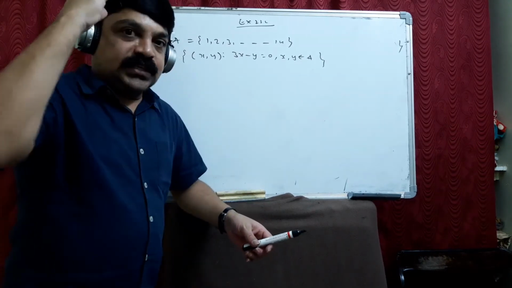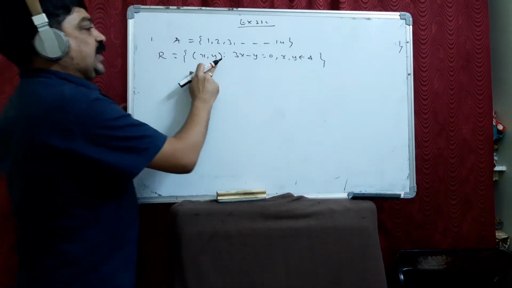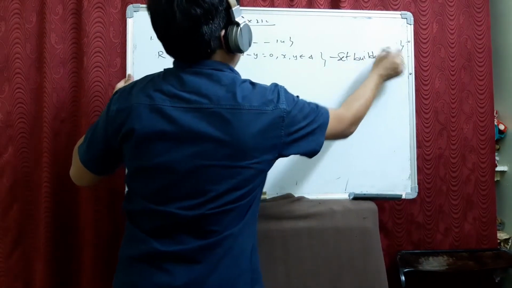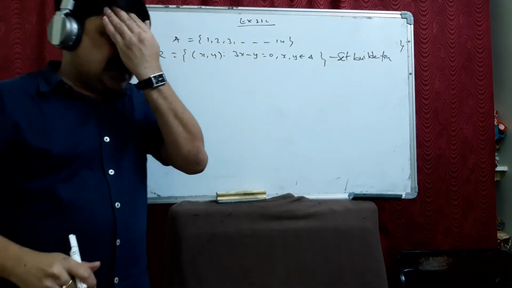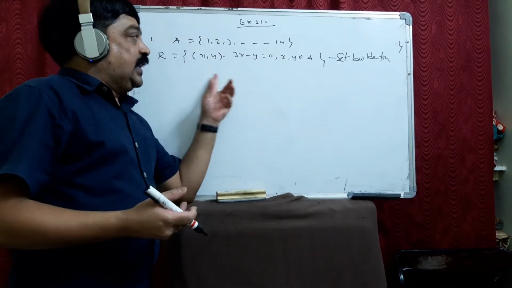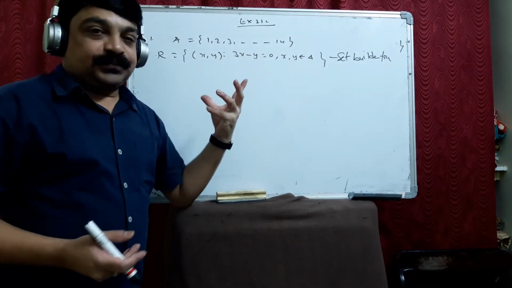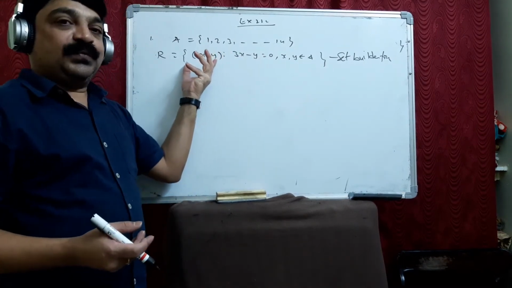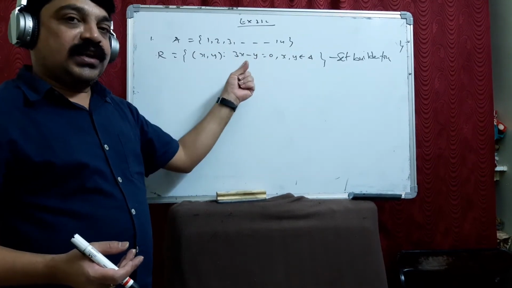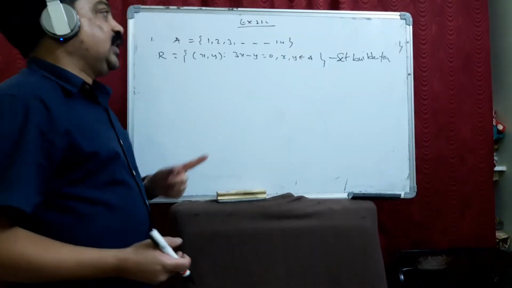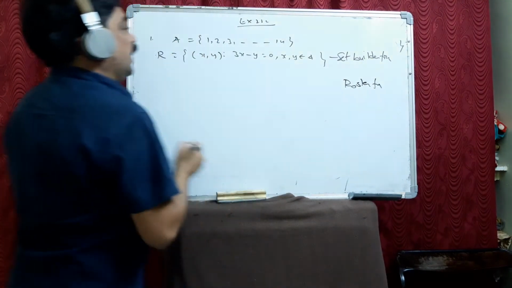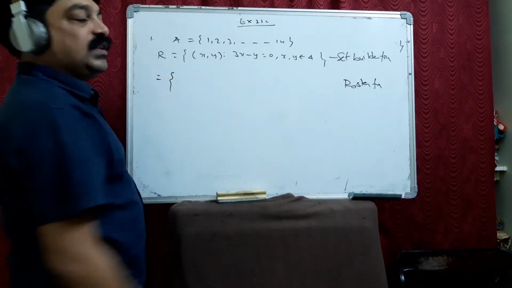You know, we did this in set theory. Set builder form means we don't write all the ordered pairs. We give one variable with a small definition that defines the whole relation. And roster form will be writing all the ordered pairs that satisfy this.